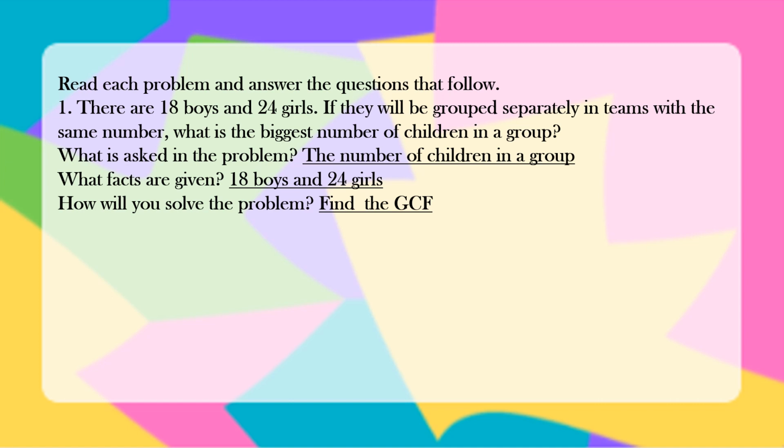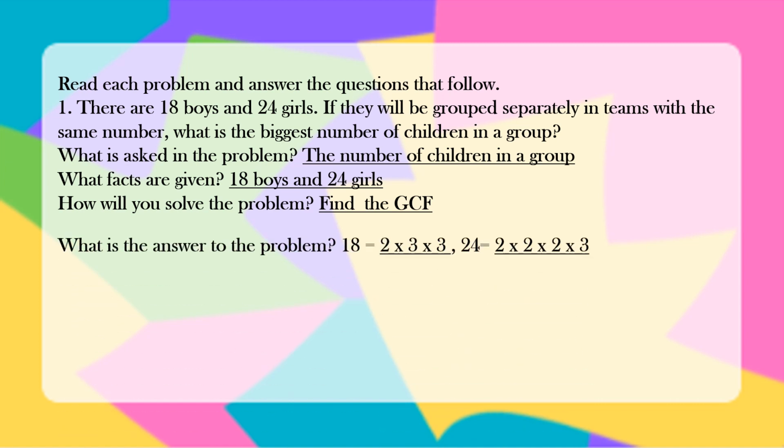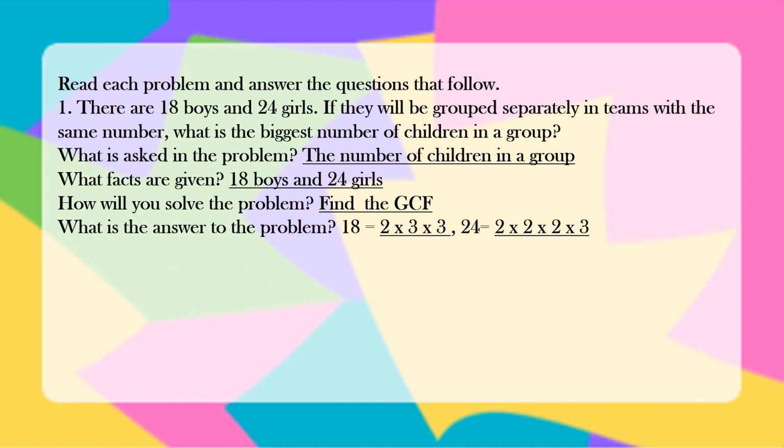Next is how will you solve the problem? Of course, by getting the GCF. Next is what is the answer to the problem. So all we have to do is just get the prime factors of 18 and 24. So I get the prime factors of 18, which is 2 times 3, which is 6, times 3 will give you 18. And 24, 2 times 2 will give you 4, times 2 is 8, times 3 will give you 24.